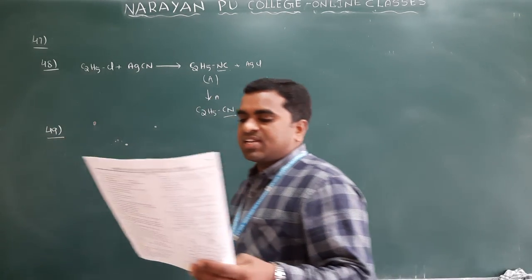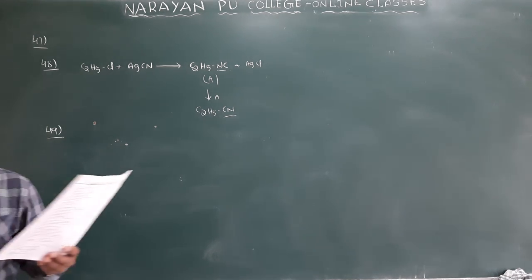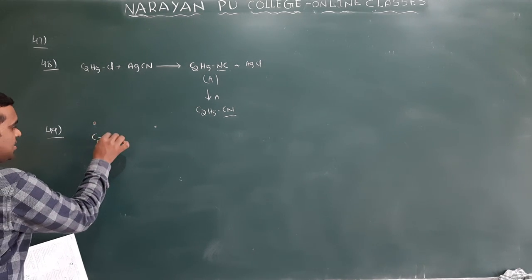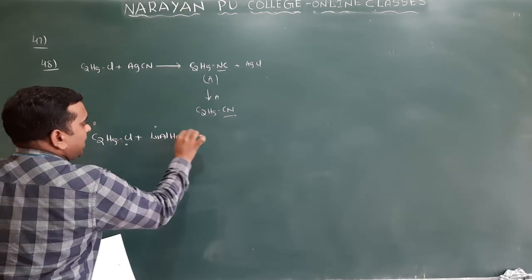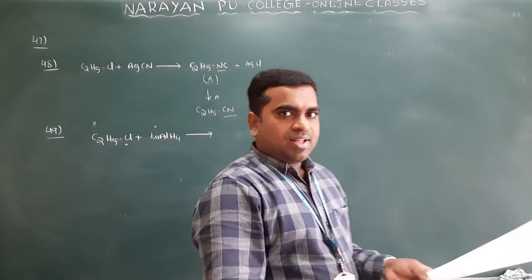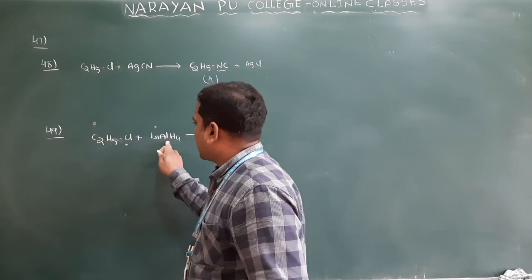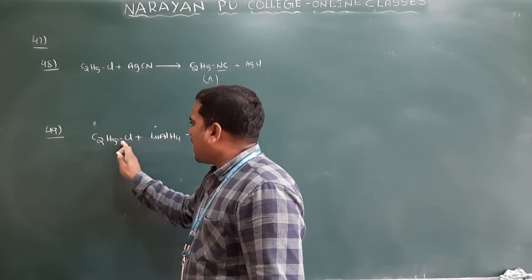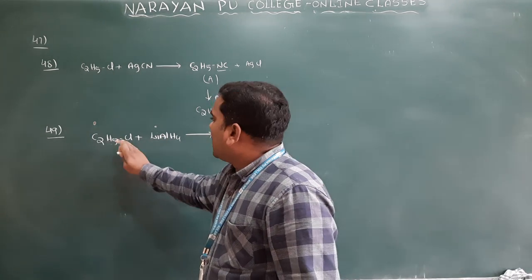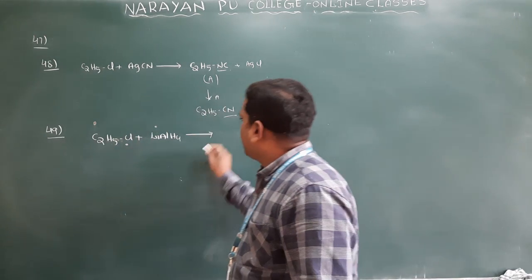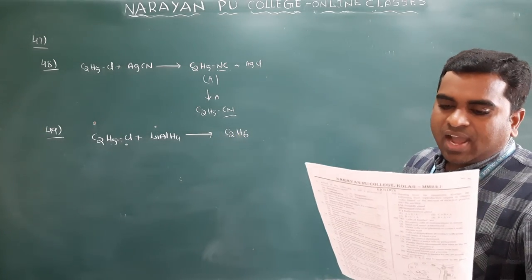Ethyl chloride on reaction with lithium aluminium hydride gives compound X. Lithium aluminium hydride is a reducing agent which provides hydrogen. The halide will be converted into an alkane: the chlorine is removed as HCl and a hydrogen is added. Then you get C2H6, an alkane, and X is this product.